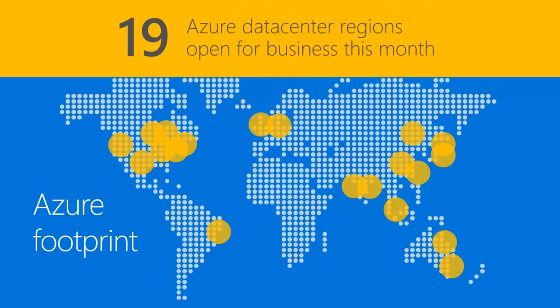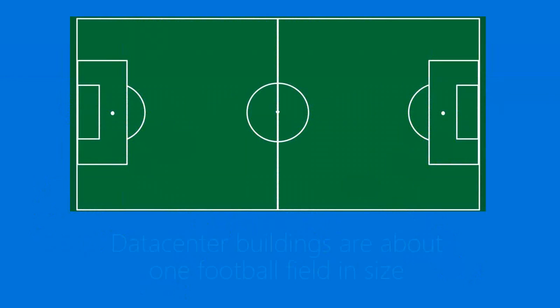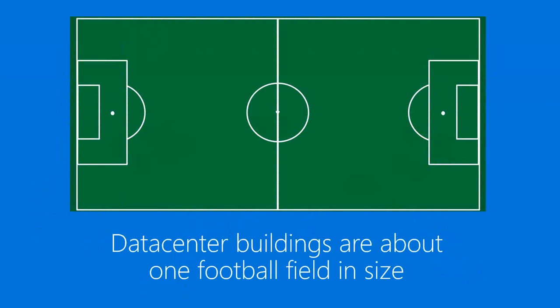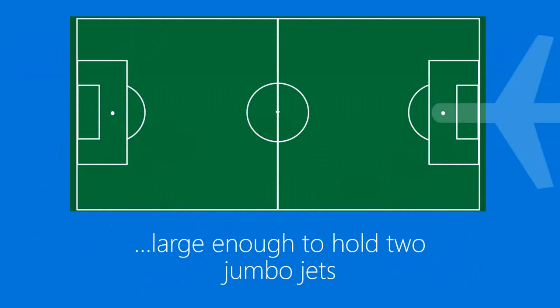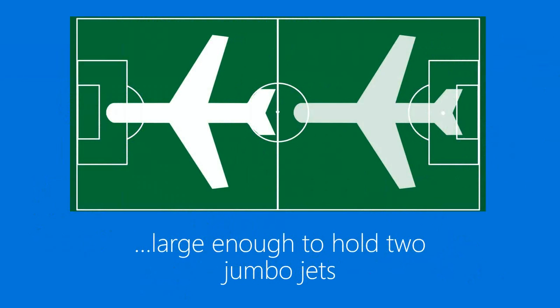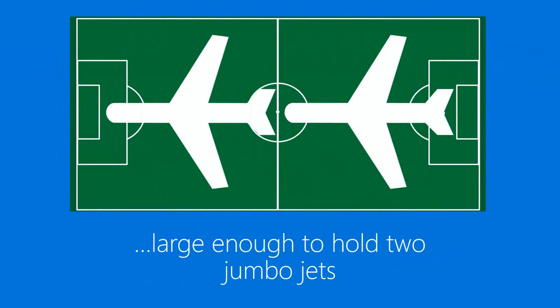Now, we talked about 19 data centers being available. Within each of those 19 data centers, we have a number of buildings, and each of the buildings is about the size, roughly, of a football pitch or an IKEA. If you go shopping at the weekend, you know the size we're talking about. Basically large enough to hold 2 747 jumbo jets inside them. That's the kind of scale we're talking about.